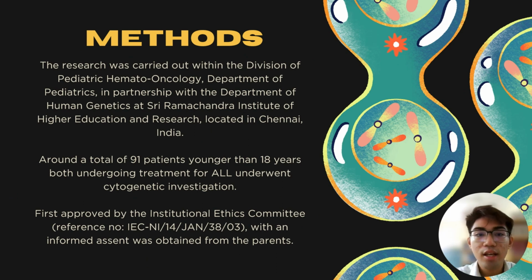This research was carried out within the Division of Pediatric Hemato-Oncology, in partnership with the Department of Human Genetics, all located in Chennai, India. Around 91 patients underwent cytogenetic investigation, and all of these patients were younger than 18 years at the time of diagnosis and were undergoing treatment for ALL. And since this is a study concerning children, ethical consideration was first approved by the Institutional Ethics Committee. Here you can see the reference number, and consent was also obtained from their parents.